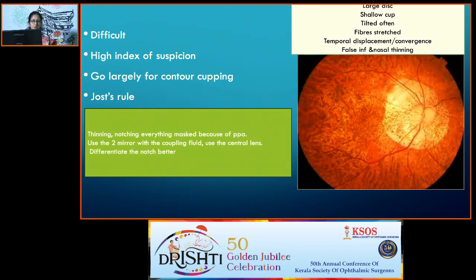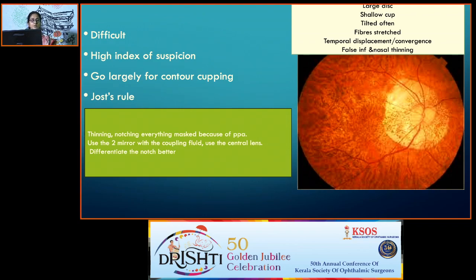So one important point I can point out is to go largely by the contour cupping rather than the color cupping. And this thinning, notching, everything is masked because of the parapapillary atrophy also. Another important point you can follow is to use a 2 mirror with a coupling fluid and use the central lens that can differentiate the notch better.